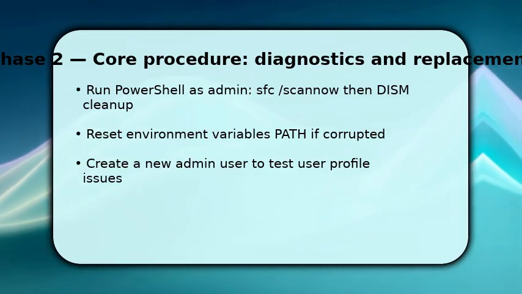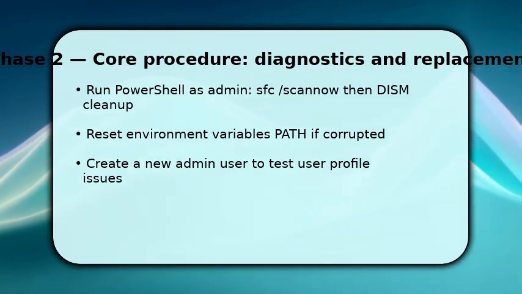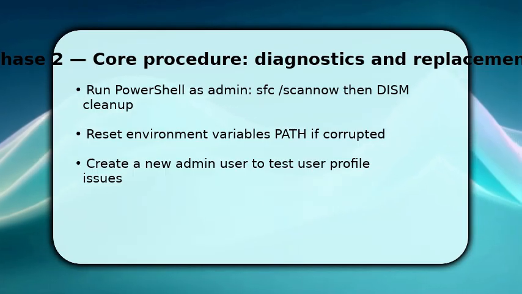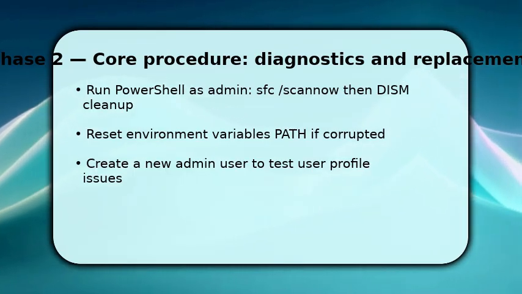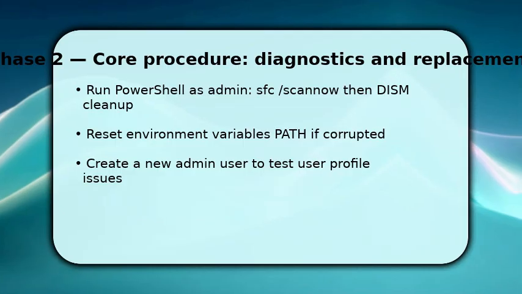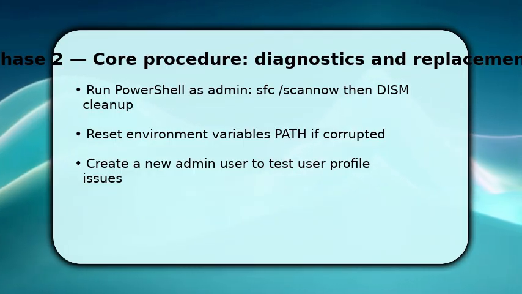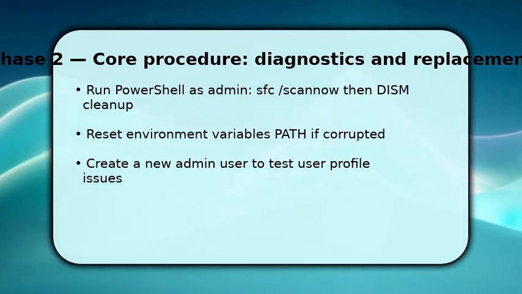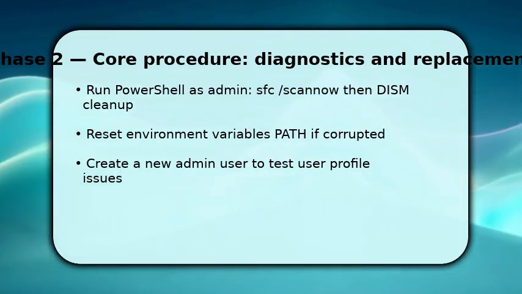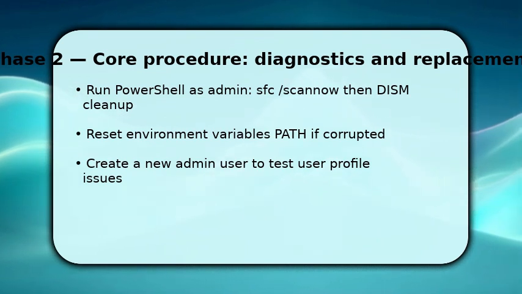If system tools run, check your PATH environment variable for malformed entries and fix or remove broken paths. Next, create a new administrator user to determine if the problem is your profile versus system-wide. These steps address corrupted system components, and to finish, repair or reinstall affected Windows components.